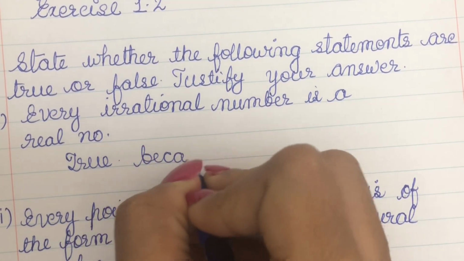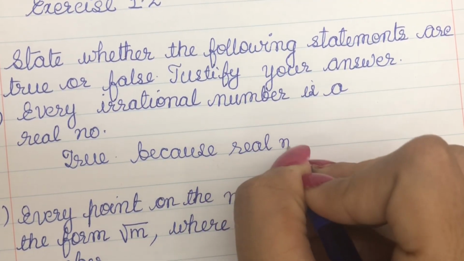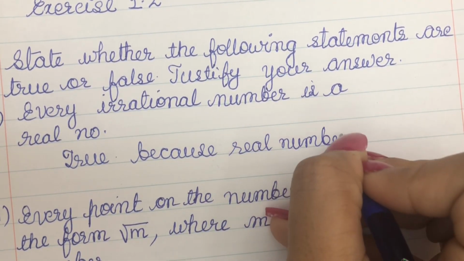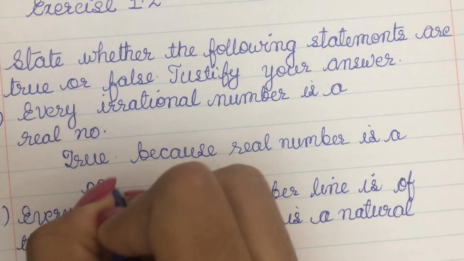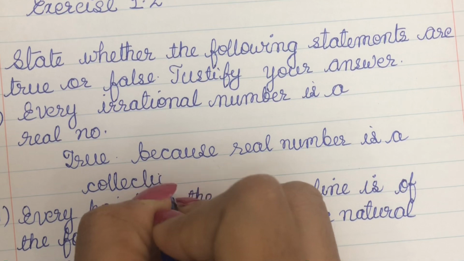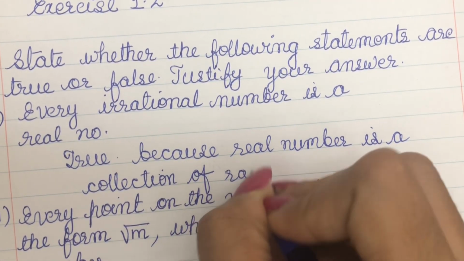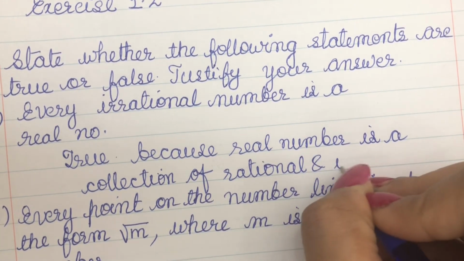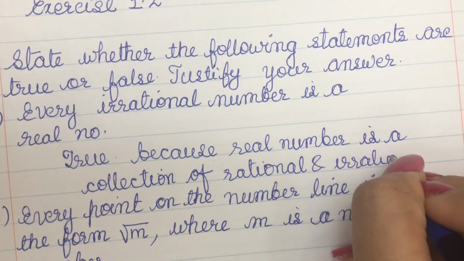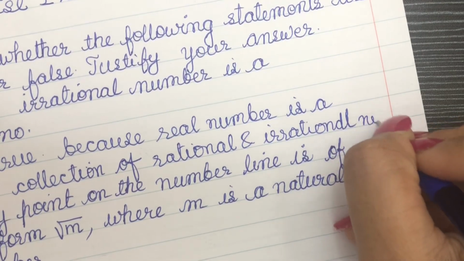Because real number is a collection of rational and irrational numbers.